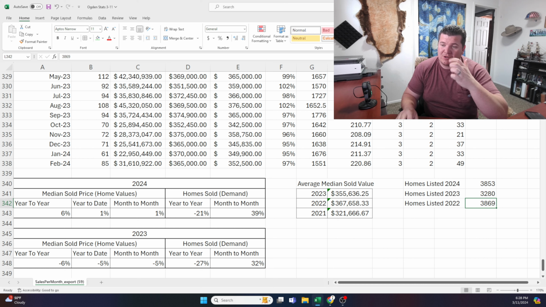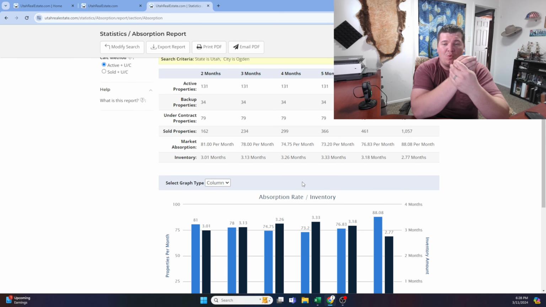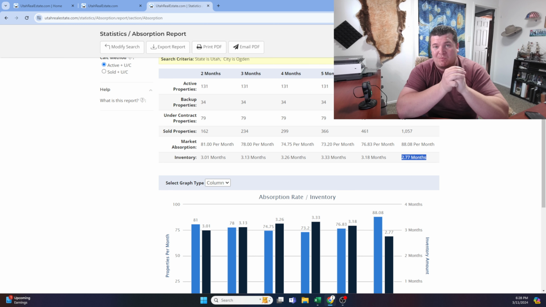Maybe it's because sellers are more stringent on what they're selling for. The only other stat that I could pull up that I thought was pretty interesting to see was that the inventory is only at 2.77 months for Ogden specifically. That's 2.77 right here, which is still super deep in a seller's market, I mean. So it's easier to sell a home now than it's been in most of the history of selling real estate.